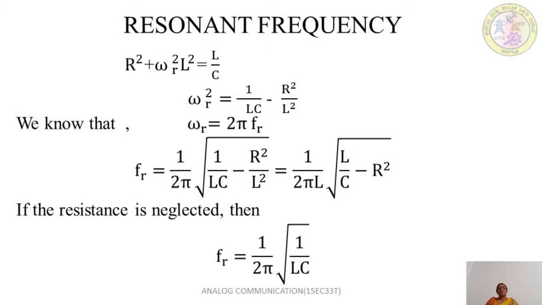If the resistance is neglected, that is, if the resistance value is very less, then Fr is equal to 1 by 2 pi root LC. It is same as series resonant circuit. But for the parallel resonant circuit, we are writing resonant frequency Fr is equal to 1 by 2 pi under root 1 by LC minus R square by L square.